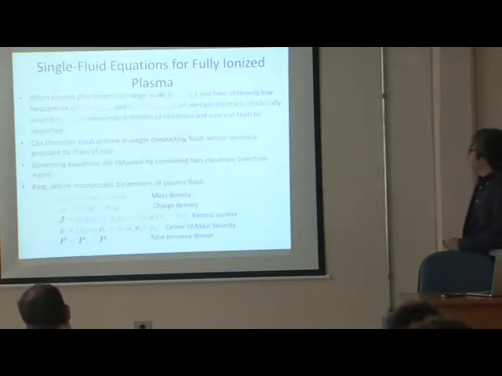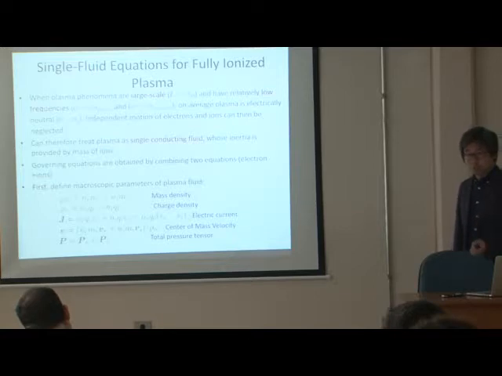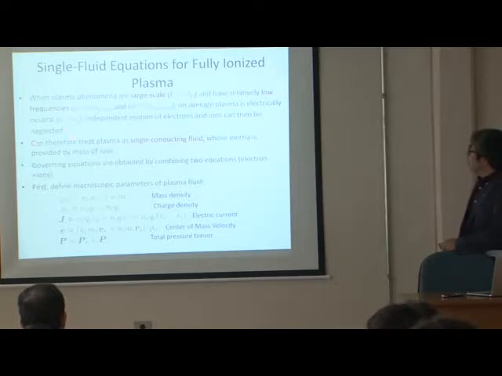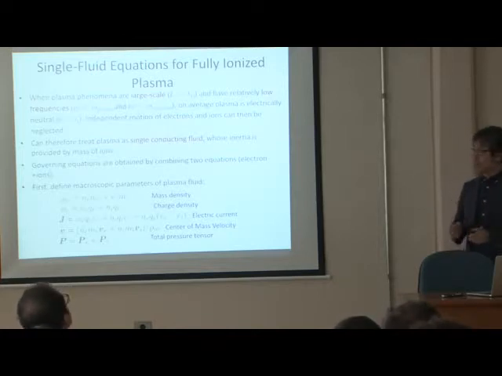When the plasma phenomena are on a larger scale, typically the system is much larger than the Debye length, or even the ion Larmor radius, and the frequency is relatively low, the plasma is electrically neutral on average. Then the independent motion of the electrons and ions can be neglected. In this situation we can think of a single-fluid plasma, so we can treat the plasma as a single conducting fluid. Then the inertia is provided by the mass of the ions only.